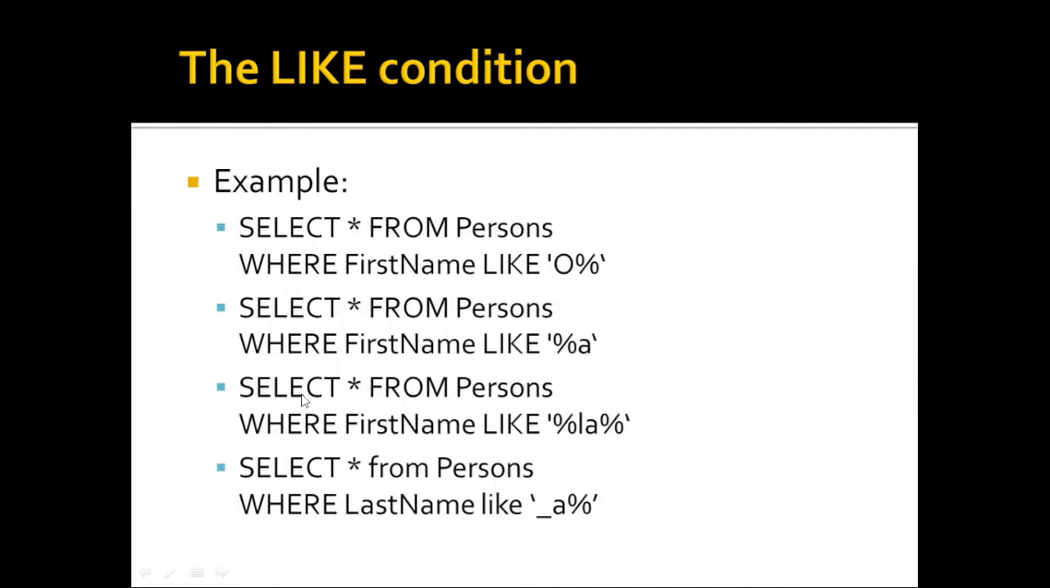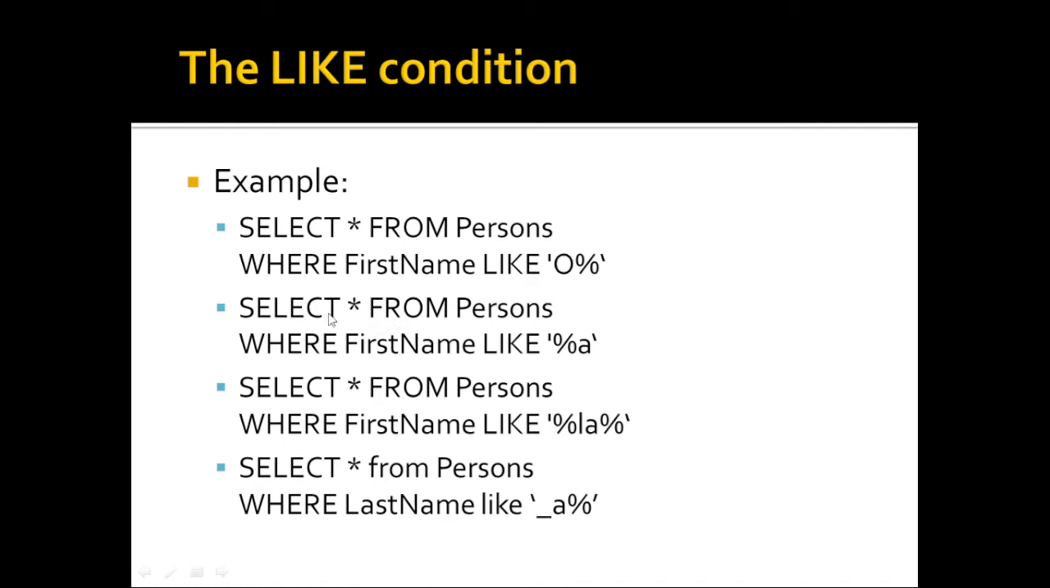So here's now an example. SELECT * FROM persons WHERE first_name LIKE 'O%'. So this means that this will be returning record sets wherein the first name starts with letter O, because it says here LIKE 'O%'. So O will be the first character and the rest could be any character.